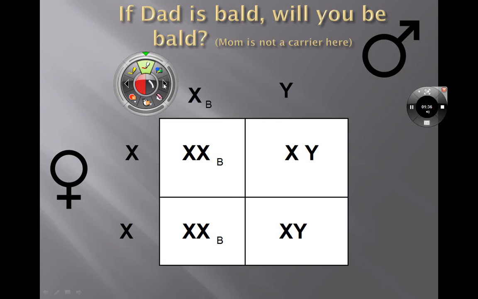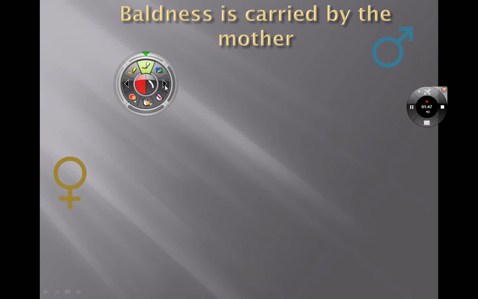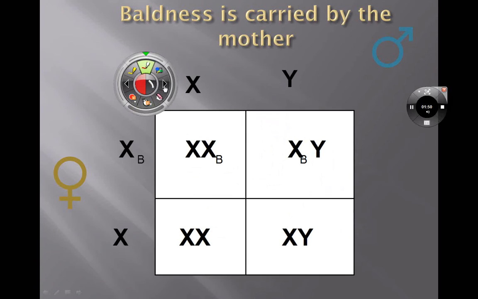Next, if Dad is bald, will you be bald? Remember, the X chromosome is the carrier for this one. So let's move on. Let's fill out this particular Punnett square. Here, Dad doesn't have the B marked on his X chromosome, whereas Mom does have the B marked on hers. And we can see in the case here where the daughter is a carrier and one of the boys has that chromosome there. This boy will be going bald.